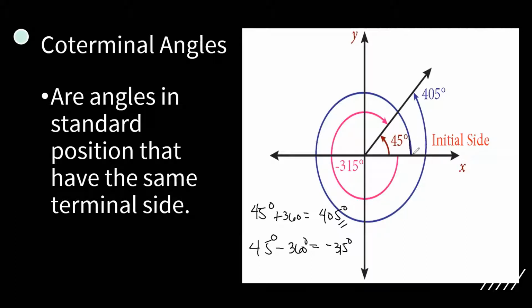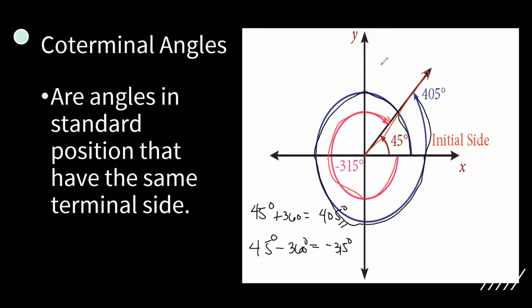So from the initial side, this is 45 degrees, this is 90, this is 180, this is 270, this is 360 plus 45, this is 405. Now, for negative 315, that is just 45 minus 360, which is negative 315. That is negative, meaning the rotation of the terminal side is clockwise. So from the initial side, we have negative 90, negative 180, negative 270, and negative 315. They share a common side. So that's how we find the coterminal angles of a particular angle.